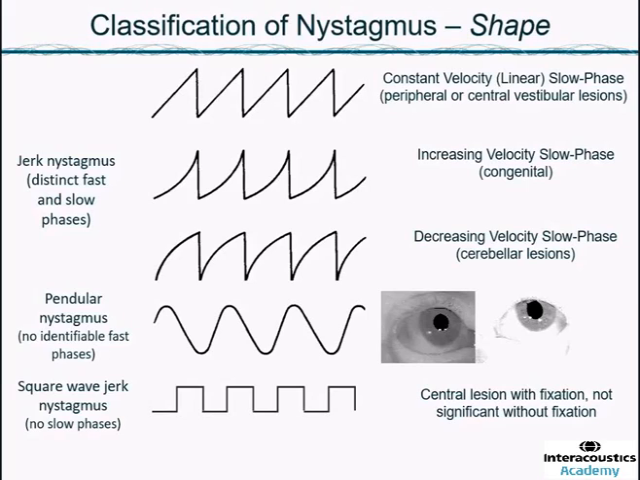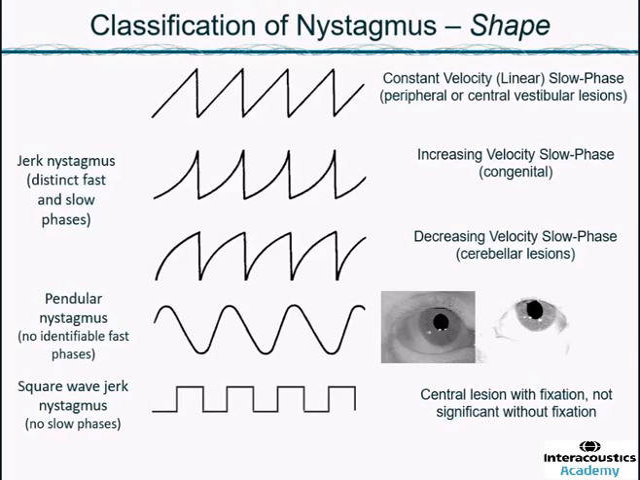The other type of nystagmus, the slow phase, is not a line, but actually the velocity is increasing. So as you can see, it starts slowly and spikes toward the end of the slow phase. These are increasing velocity nystagmus. It's common in congenital type of nystagmus.